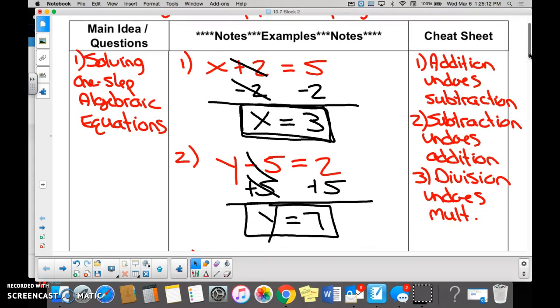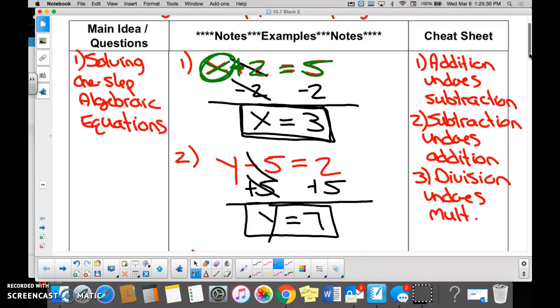On number 1, we have the equation. I'm going to highlight it in green. X plus 2 equals 5, right? What is the first thing we want to do when solving for a variable? We want to get the variable all alone. So we want this letter to be all by itself. So how am I going to get x by itself?